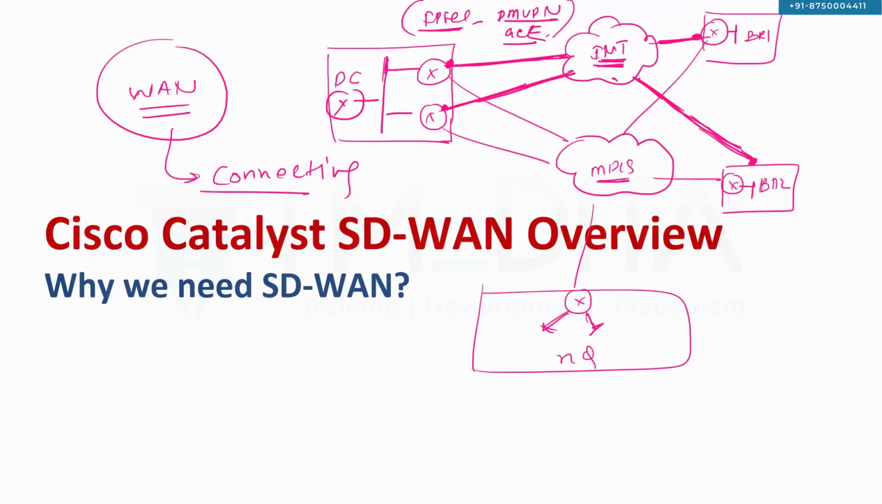MPLS is categorized more like a private WAN service, a private WAN transport. The main reason we call MPLS a private WAN transport is that the internet is basically shared with everyone. Anyone who pays for internet services can be connected to that public network, and they can use that network to send and receive data.